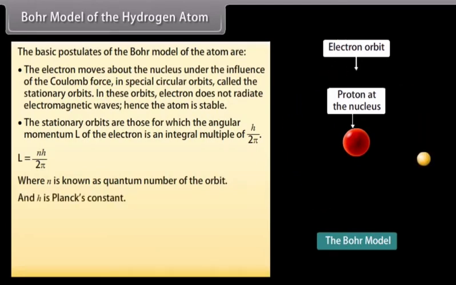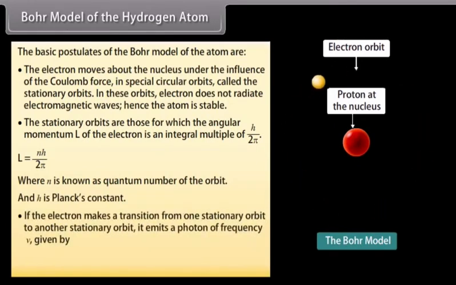h is Planck's constant. If the electron makes a transition from one stationary orbit to another stationary orbit, it emits a photon of frequency nu, given by nu equals Ei minus Ef upon h.